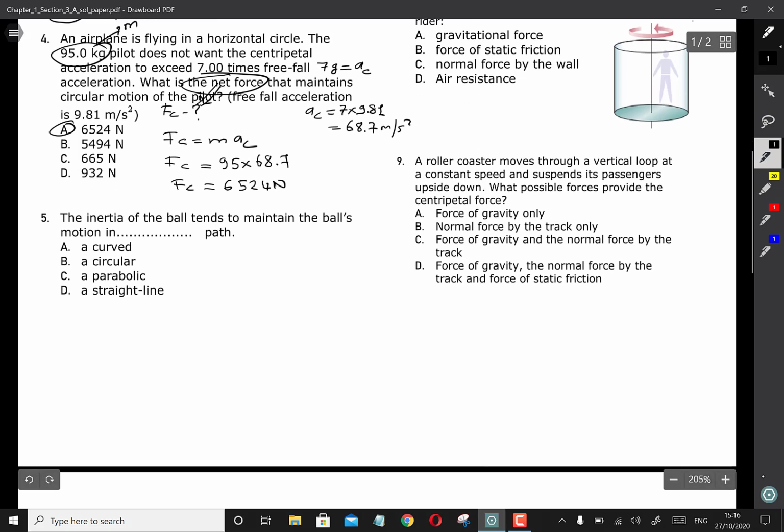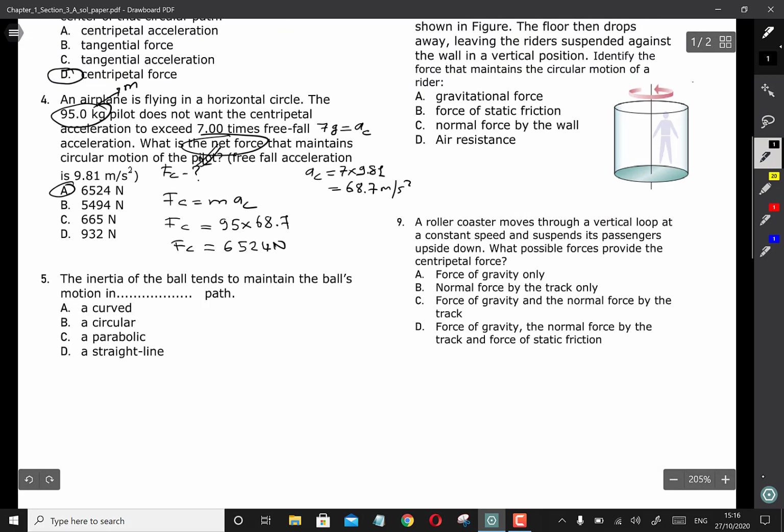Question number 5. The inertia of the ball tends to maintain the ball's motion in which path? Inertia, in fact, the law of inertia, the first law of motion, tells that if the net force acting on the object is equal to 0, the object's tendency is to follow a straight line path.